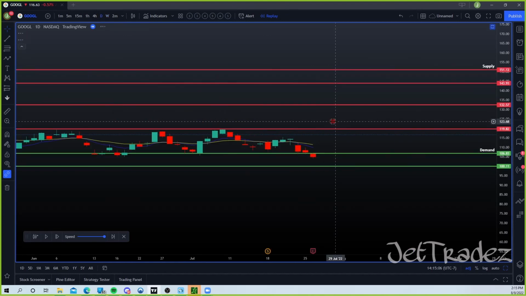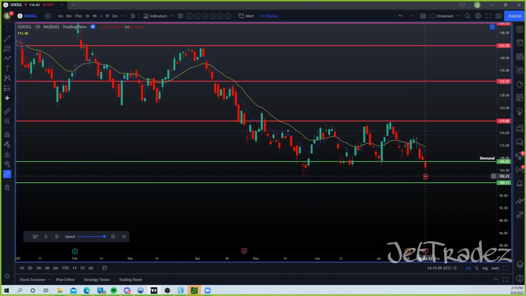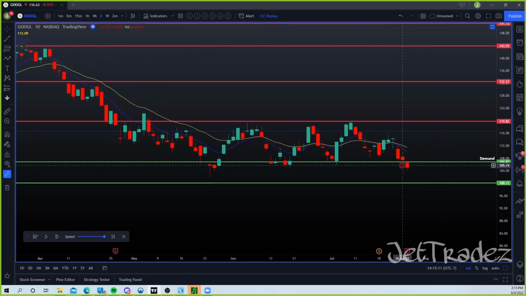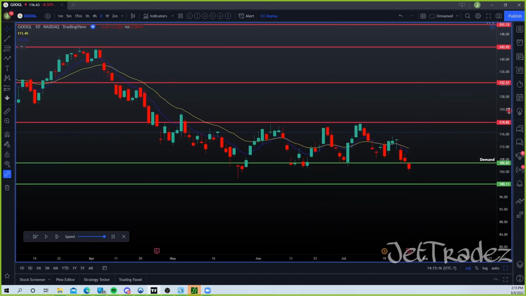So now we go to the daily to see what else we find. We go to daily. Okay, it's below now. So if it holds below this area, we could get into puts. So now we're going to see what we find here on the daily.